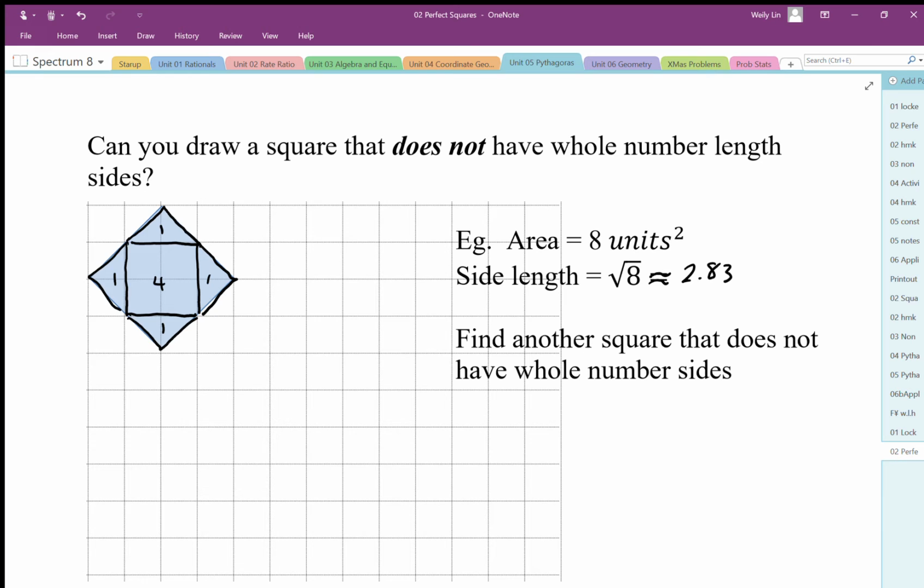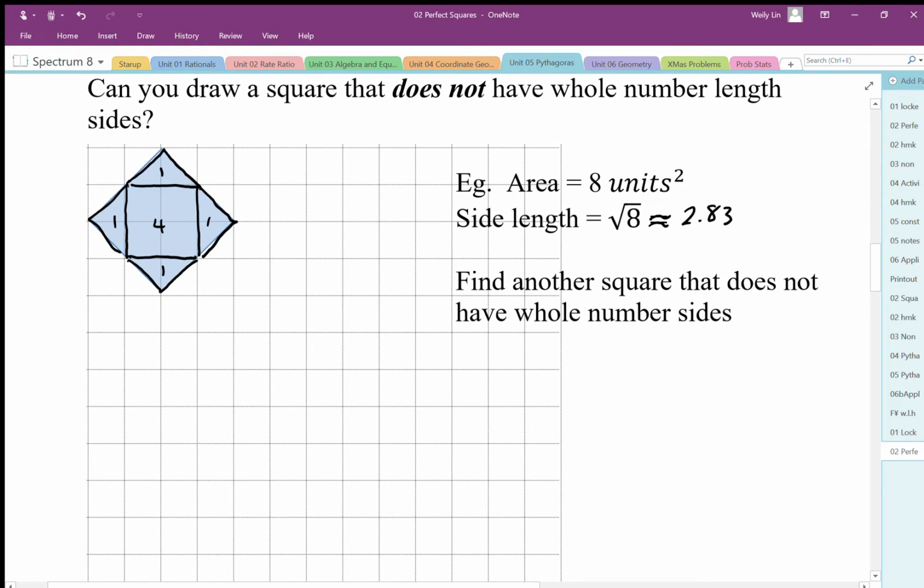How do we draw these? Well, the easy way is to just start here and go at 45 degrees like that. Go at 45 degrees like that. Go 45 degrees. And we will get our 90-degree corners, and we have all the lines. All the lines are going to be the same length. So this is again another square, but it's not a perfect square.